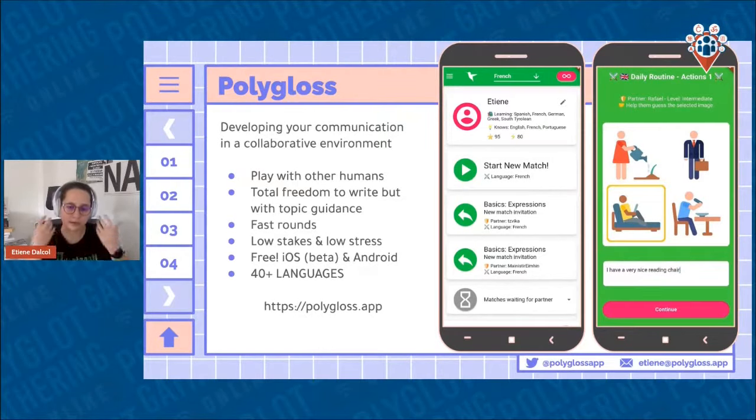No, you have freedom to be creative and express yourself in the language, but at the same time in a very low stakes and low stress environment, right? Your only purpose is to get across the message of what the correct image is. And because it's all image based, there is no intermediate language. You can play it in any language at all. So far, it has been played in over 40 languages. And you can download it for iOS, which is still in beta, and Android. And the link is that one, polyglots.app, and you can go there to download it.